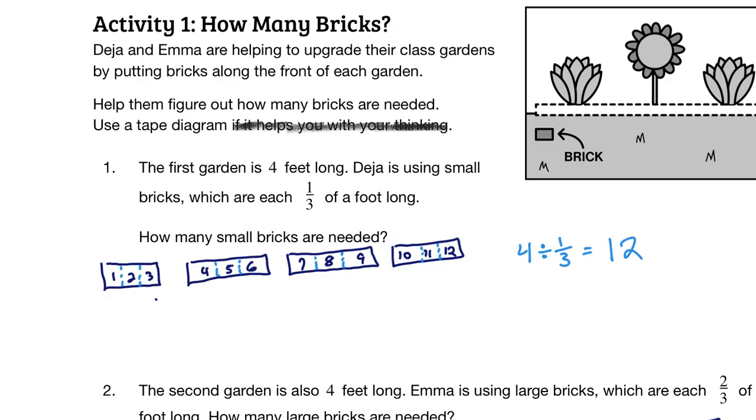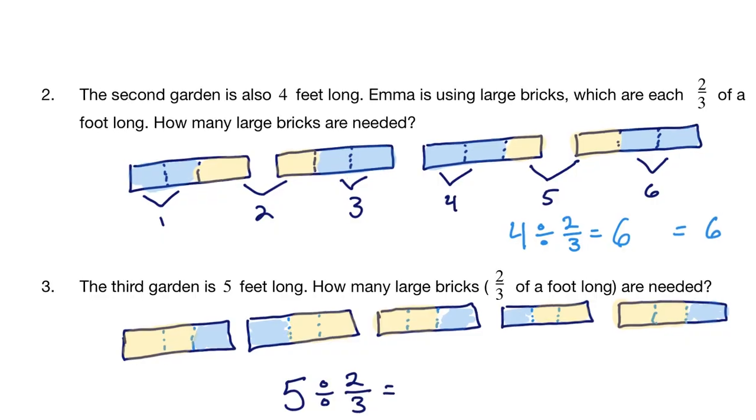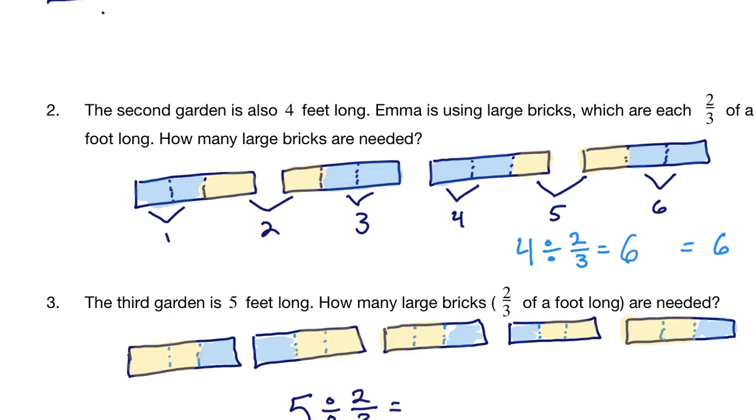For the next one, get to where I have it. There we go. Okay, for the next one, the next garden's going to be 4 feet long, and I'm looking for 2/3 bricks. So I'm looking for how many 2/3 are in there, and I've got 1, put these together, 2, 3, 4, 5, and 6. So the answer should have been 6. I have a double there. Okay, and then finally, last one.